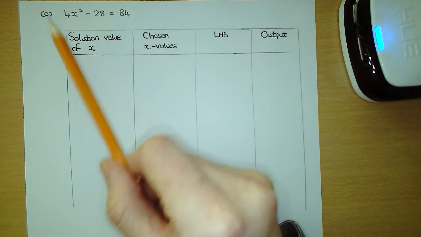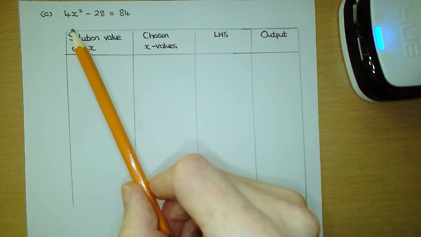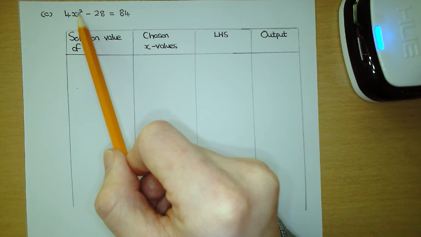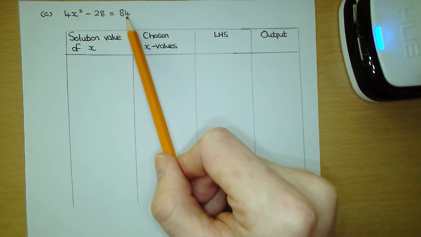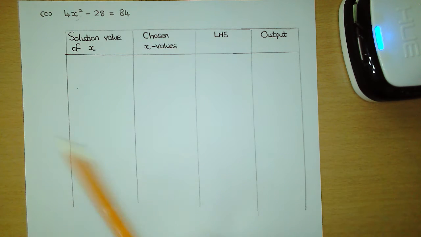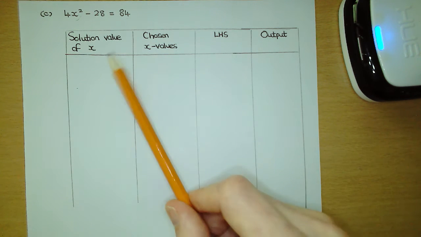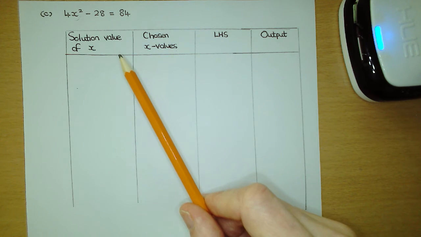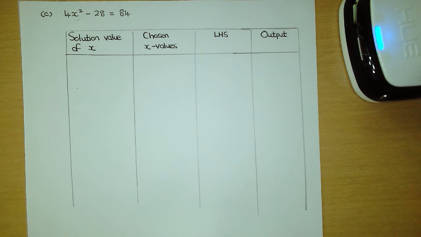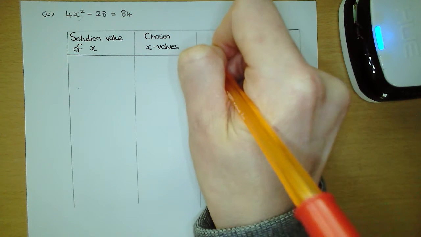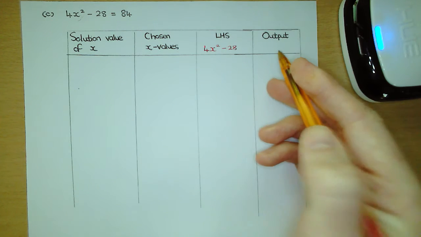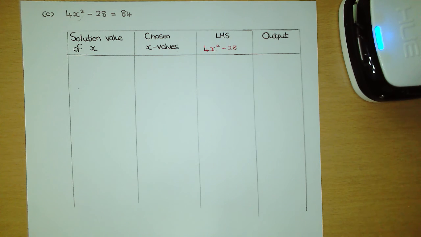Example C, we're going to solve the following equation using trial and improvement. Remember, that means you're finding the solution value of x, which will give you the target number. So the first thing we do as usual is we rule out our trial and improvement table with our 4 columns: solution value of x, chosen x values, left hand side of the equation, which in this case is 4x squared minus 28, and then we have our output column.